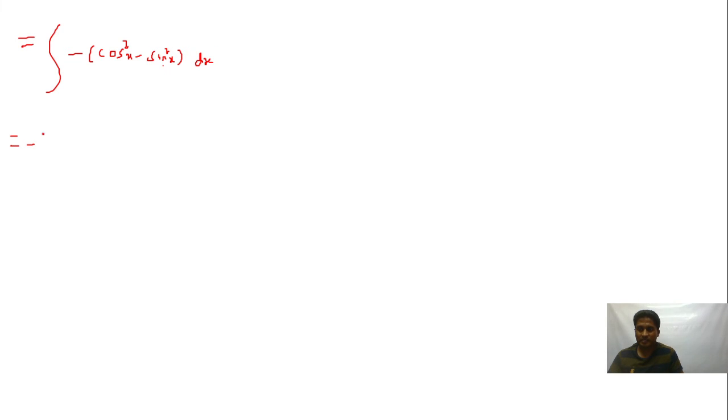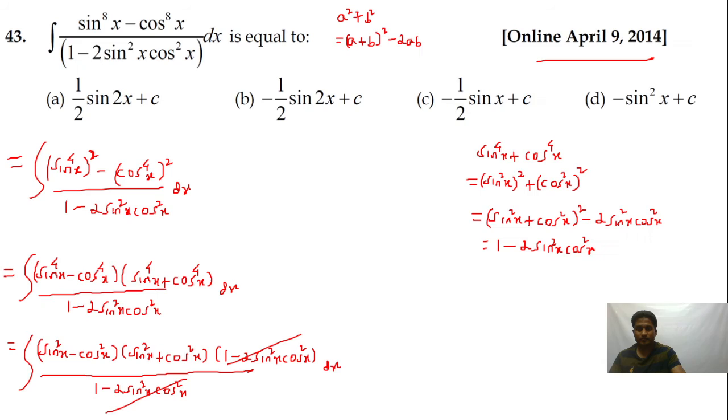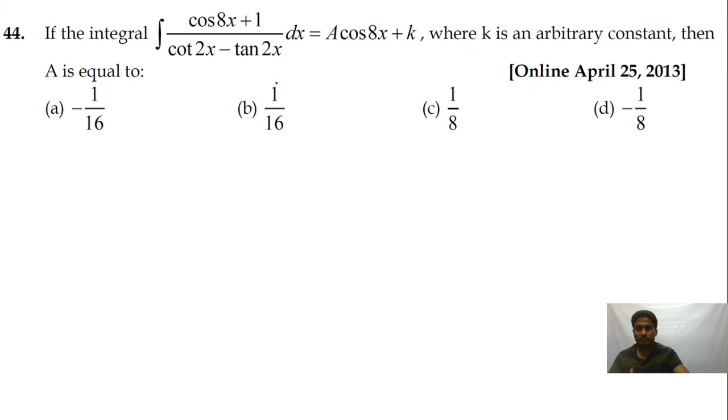This minus I'll keep as it is. Cos square minus sine square is cos 2x. Integration of cos 2x will be equal to sine 2x upon 2 and plus c. Okay, you compare this, answer will be equal to minus sine 2x by 2. Answer is option B. Okay, let's move to next question, guys. Question number 44.